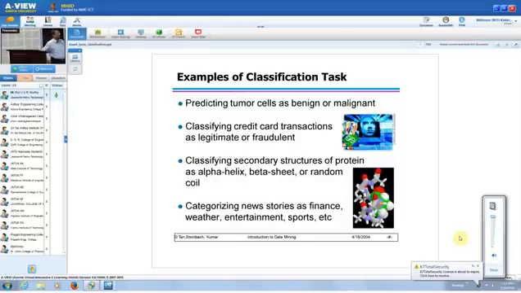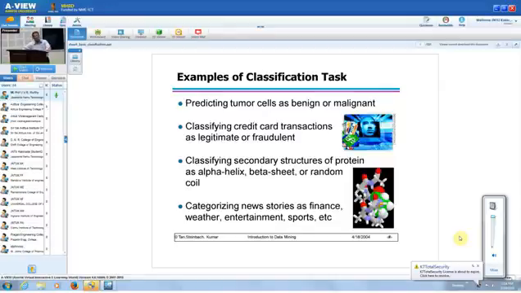Examples of some classification tasks are given. How do you predict a tumor cell as benign or malignant? How can malignant cells be predicted? Classifying credit card transactions as legitimate or fraudulent.